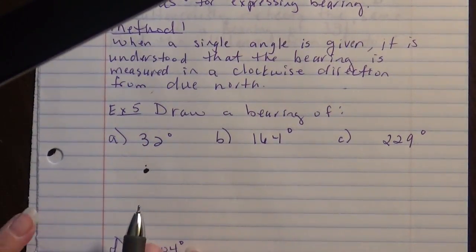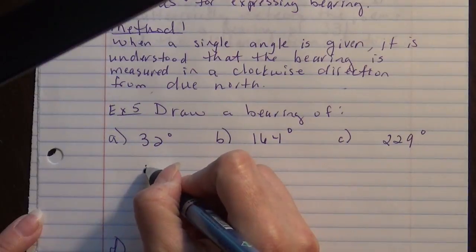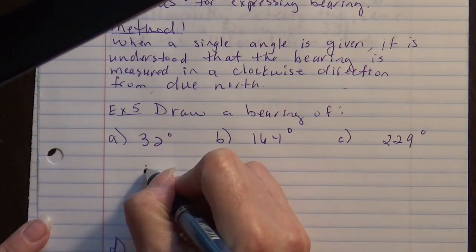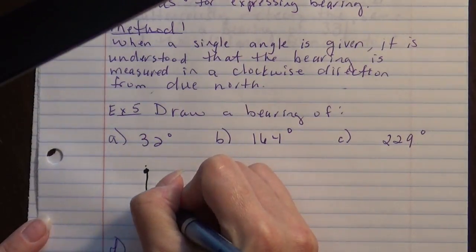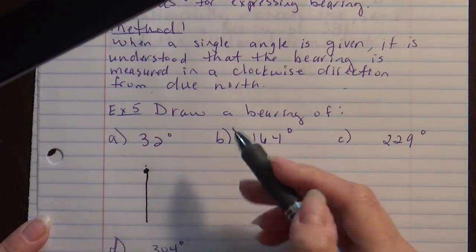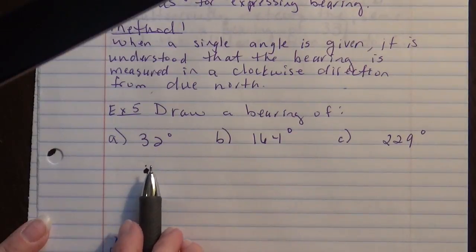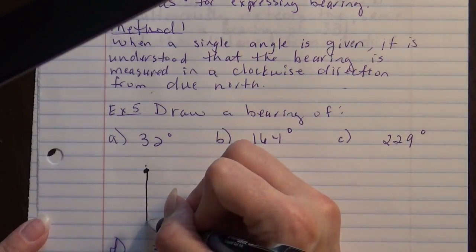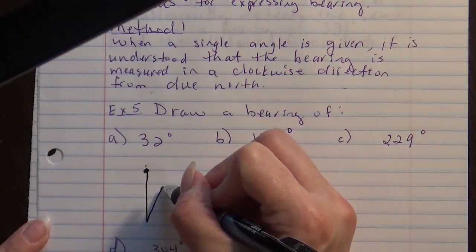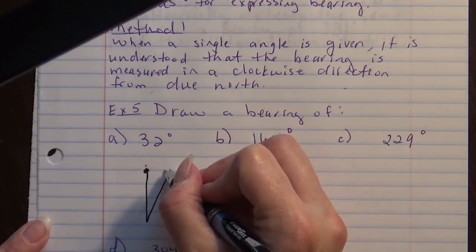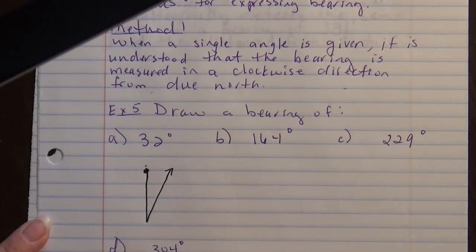So to draw a bearing of 32 degrees, we start at a point, this is due north, so we're going to go straight up. And then we're going to measure an angle of 32 degrees from this vertical line. So 32 degrees is going to be a small sliver, about a third of a 90-degree angle, like this. So that's 32 degrees.